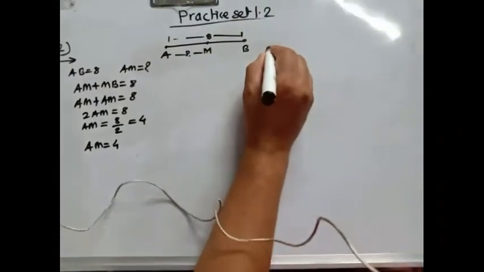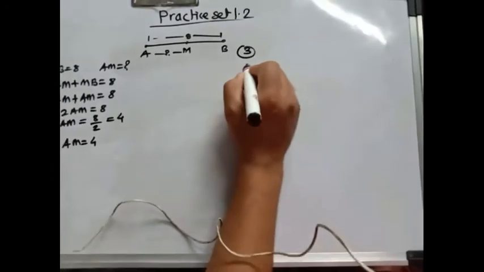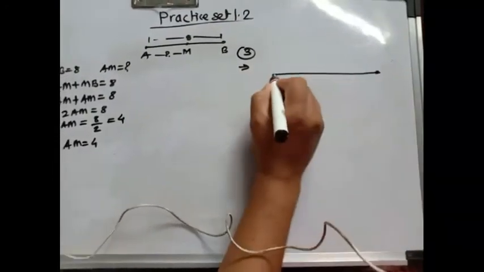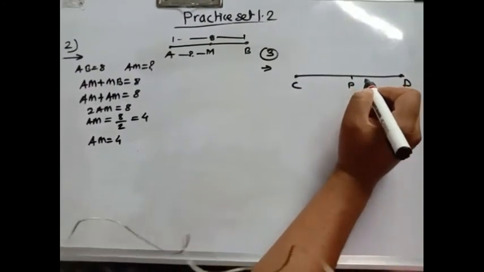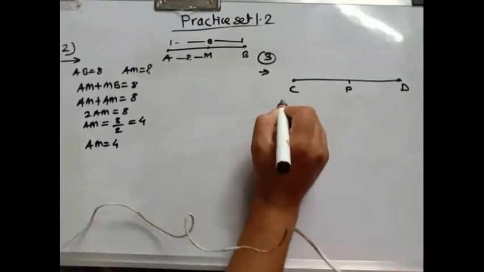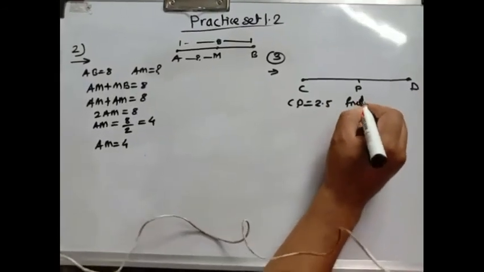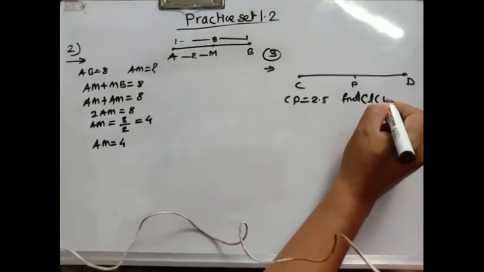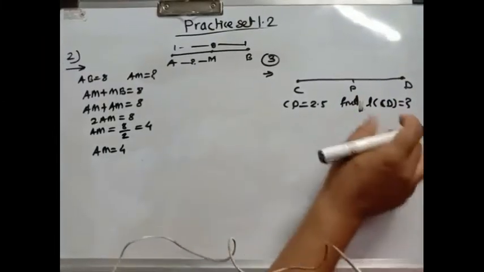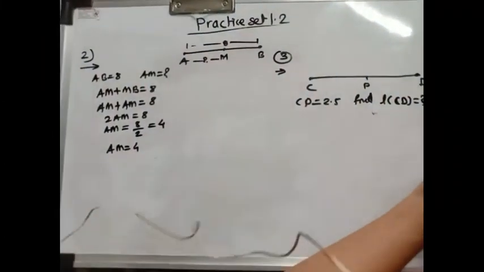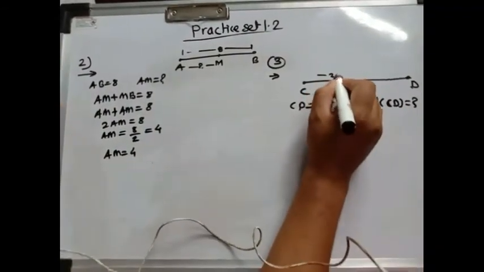Again, the third question says point P is the midpoint of segment CD. See, this is segment CD, and here the midpoint is P, and we are given CP is equal to 2.5. We want to find the length of CD. How do we find the length of CD? The distance CP will be given as 2.5.